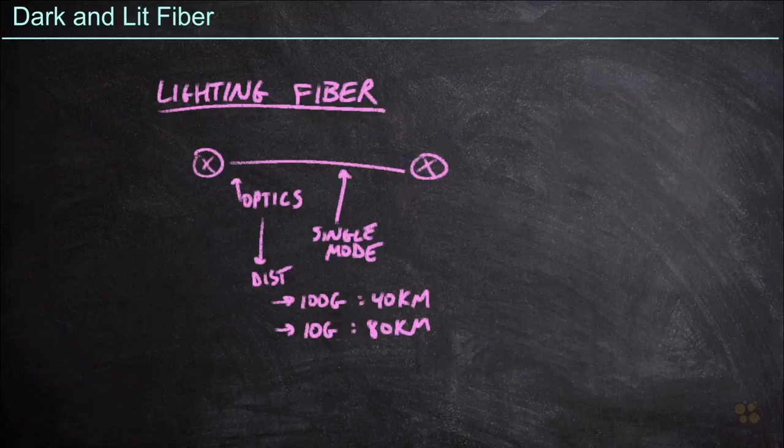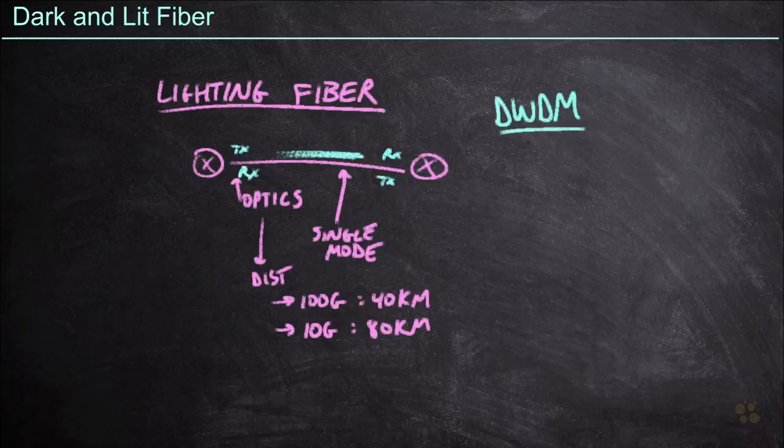Now, traditional fiber optics are only going to give us one single logical connection. It makes sense, right? We're transmitting on one side, receiving on the other, and vice versa. However, there does exist a technology that can place multiple connections onto a single fiber strand. And that technology is called dense wave division multiplexing, or DWDM.